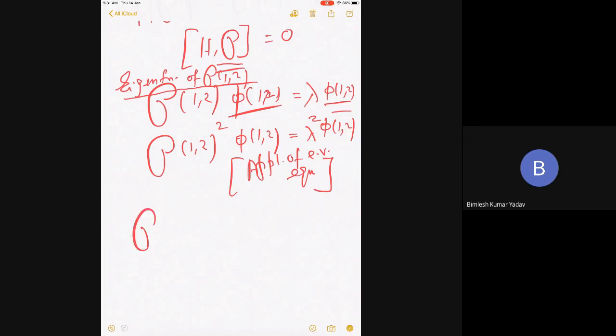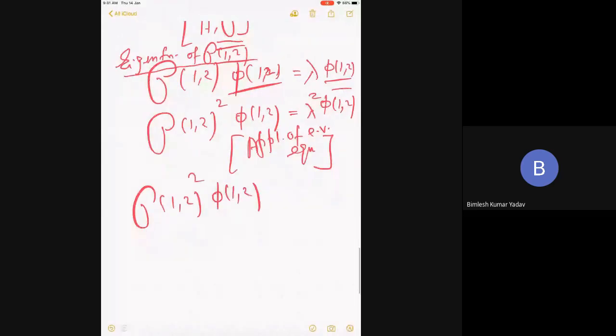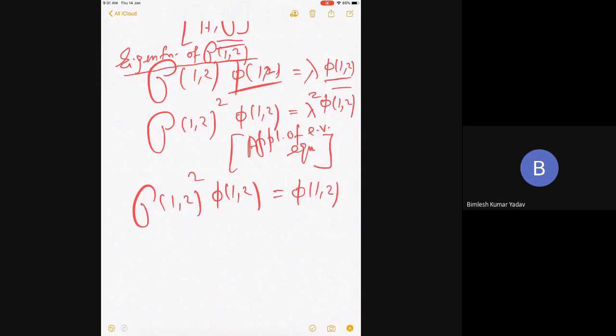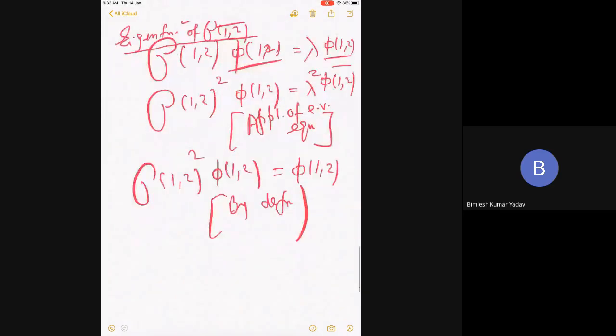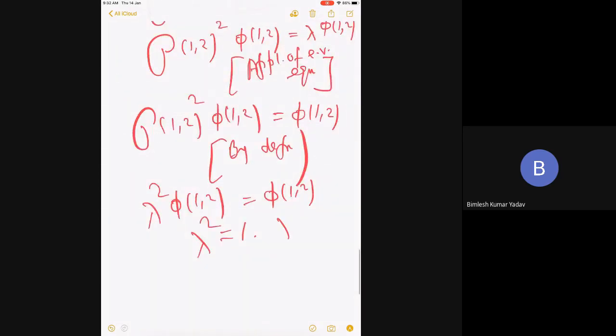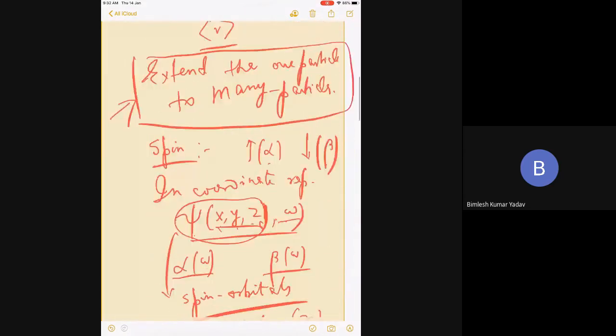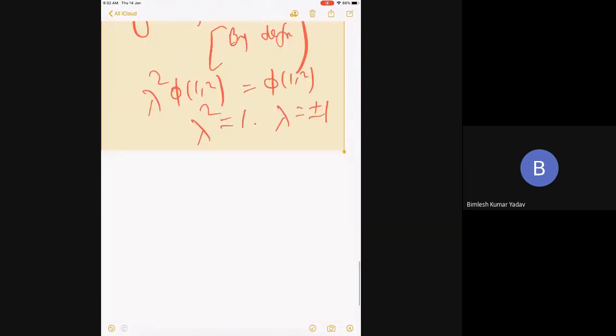However, I can write this by definition without knowing this. For any φ(1, 2), including the eigenfunction, this changes to φ(2, 1), and again changes it back to φ(1, 2). So this should be equal to φ(1, 2), right? So this is by definition. This is by application of the eigenvalue equation. This is by definition. And both must be equal. So λ² φ(1, 2) must be equal to φ(1, 2). So λ² equals 1, λ equals plus minus 1, right? It's a very simple theorem. Again, those who remember the parity operator theorem, it's exactly identical.